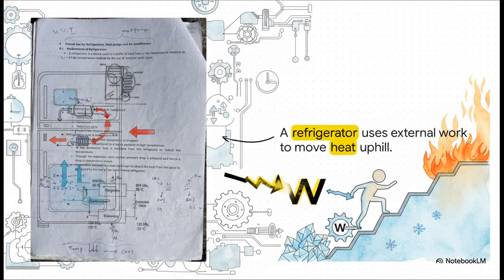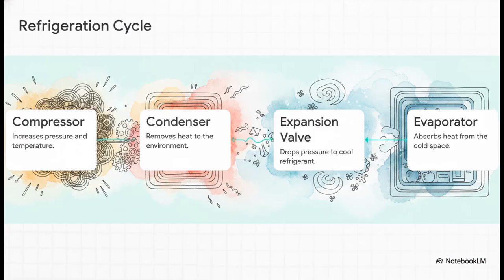You actually have to plug your refrigerator into the wall to provide the electrical work needed to forcefully push that heat uphill, so to speak. It doesn't happen for free. So how do we actually force this unnatural heat flow? Well, it all comes down to a really clever 4-step mechanical cycle inside your fridge, using the fluid called a refrigerant.